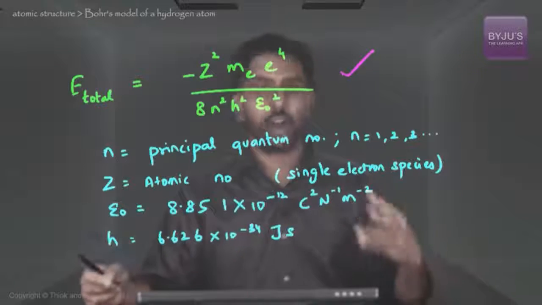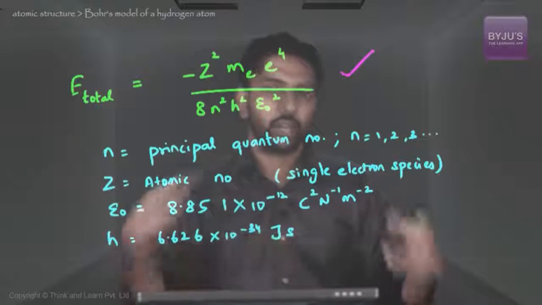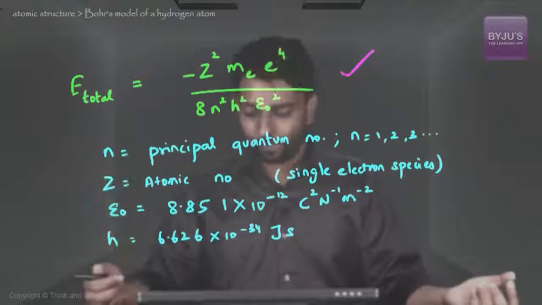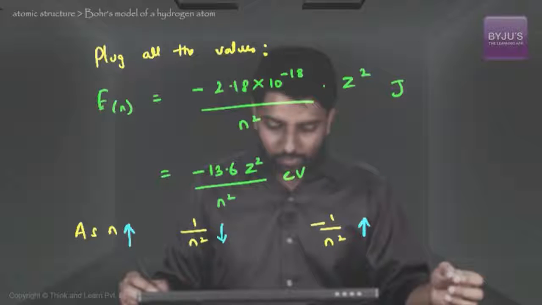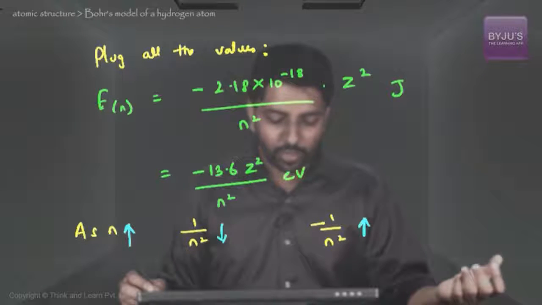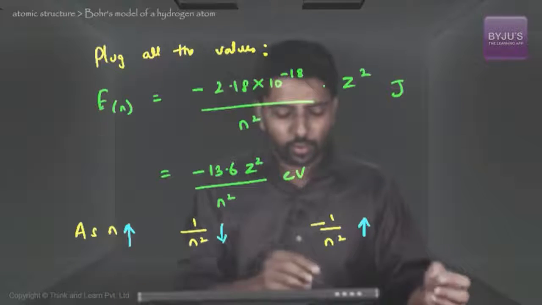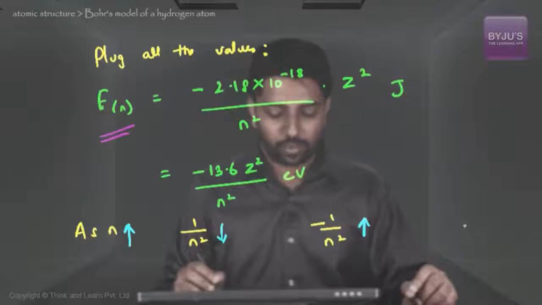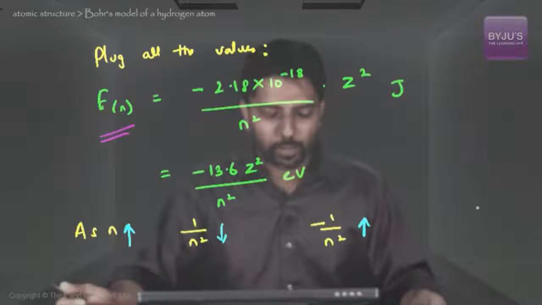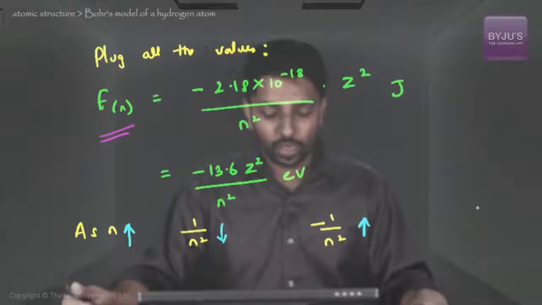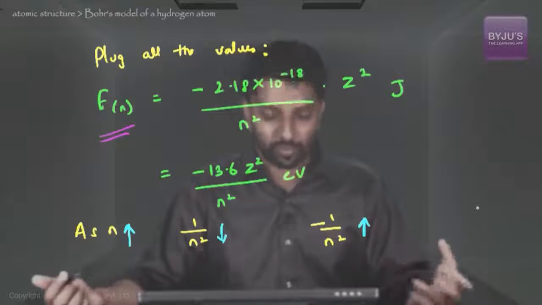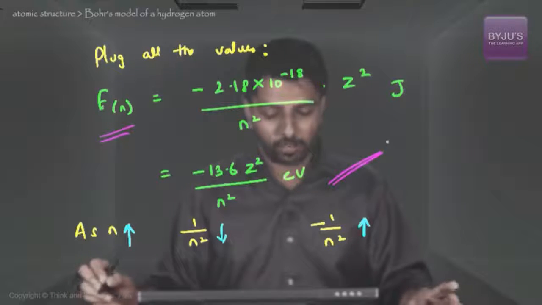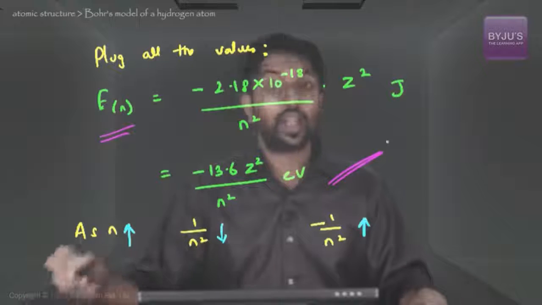So all these things, velocity, kinetic energy, potential energy, total energy, they are all functions of the principal quantum number n. So if you just plug in the values of all the constants, E of n, the energy of any stationary state, is going to be minus 2.18 times 10 power minus 18 times z squared by n squared joules. Z is the atomic number of the given atom. So this is going to be the total energy, minus 13.6 z square by n square electron volts.